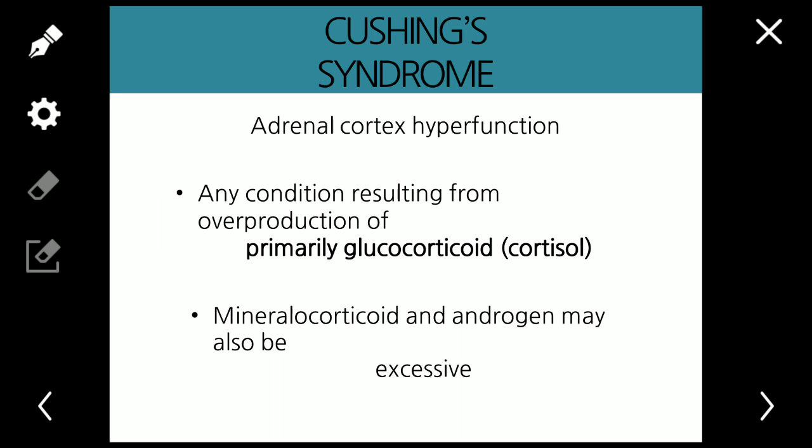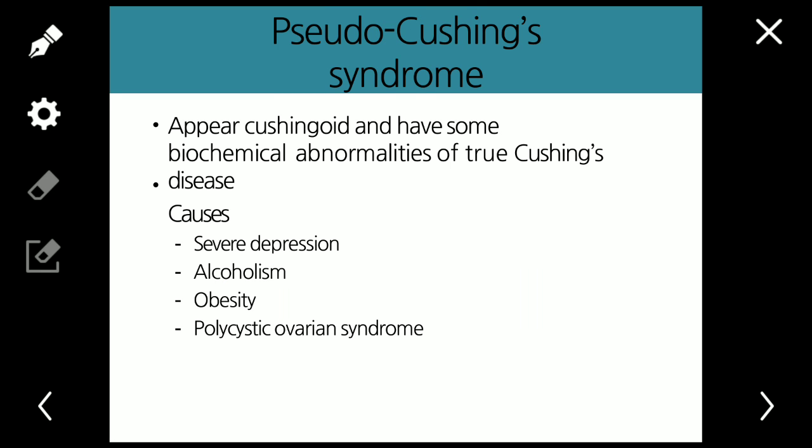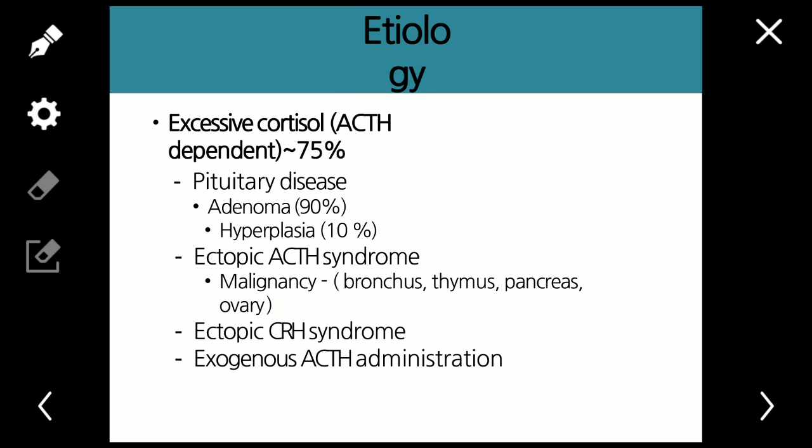Then in adrenal hyperfunction, one more disorder occurs due to an increase in ACTH, already discussed in the pituitary, that is Cushing syndrome, when ACTH increases and stimulates the adrenal gland. Adrenal cortical hyperfunction is any condition resulting from overproduction of the primary glucocorticoid, that is cortisol. Mineralocorticoids and androgens may also be excessive. The patient appears Cushingoid and has some biochemical abnormalities of true Cushing disease. It causes severe depression, alcoholism, obesity, polycystic ovarian syndrome.